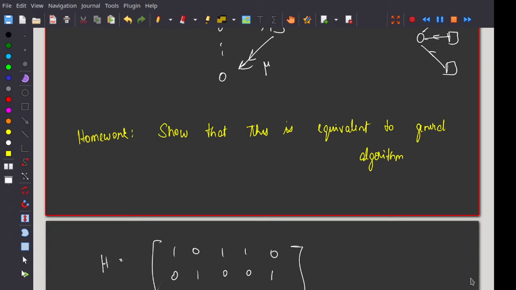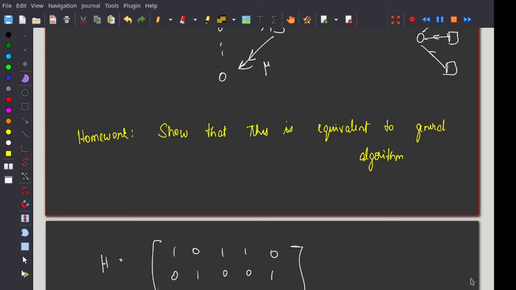But I'm going to give you a homework. One of the assignments is going to be for you to write the code for decoding any linear code, a given LDPC code or a given linear code, using this particular algorithm. Okay.